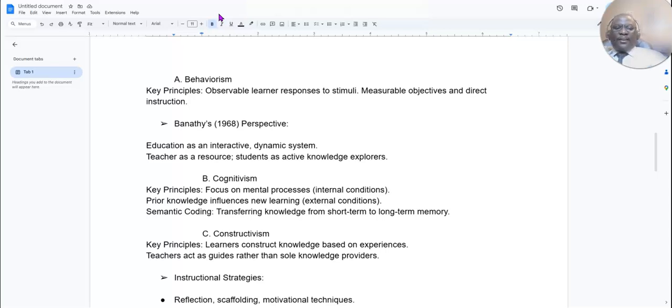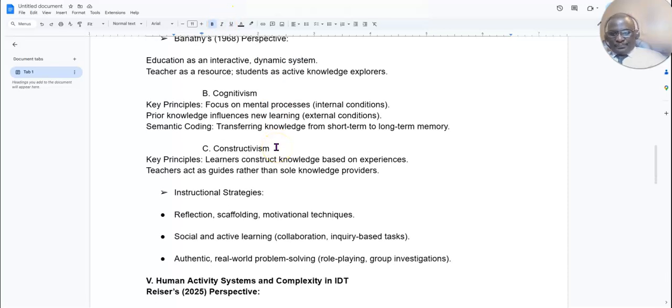Constructivists believe that learners construct knowledge based on their experiences, while the teacher acts as a facilitator or as a guide, which means they're not the sole knowledge providers, but they guide learners to build upon the knowledge that they already have. Today, instructional design technology must embrace complexity, allowing learners to design their own path, construct their own knowledge, and using different adaptive methods to achieve these goals.